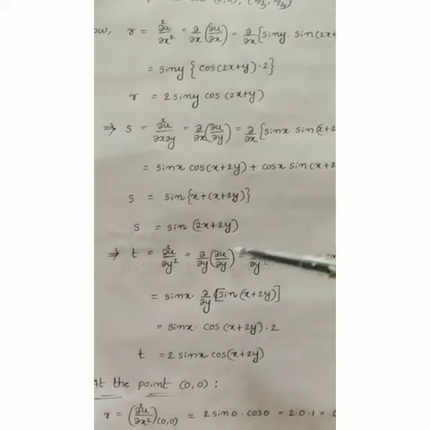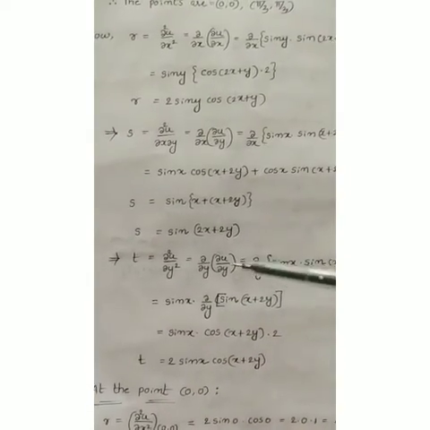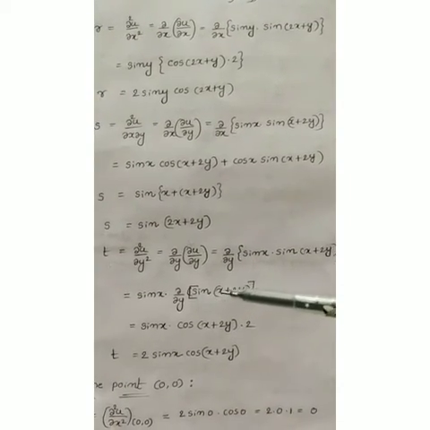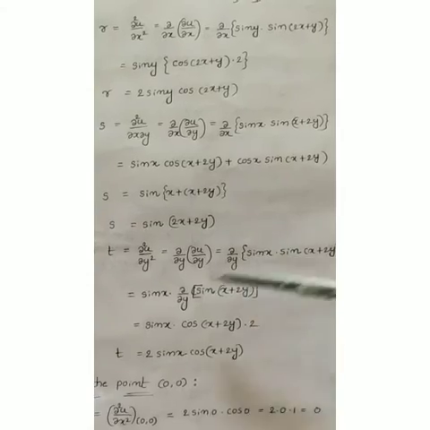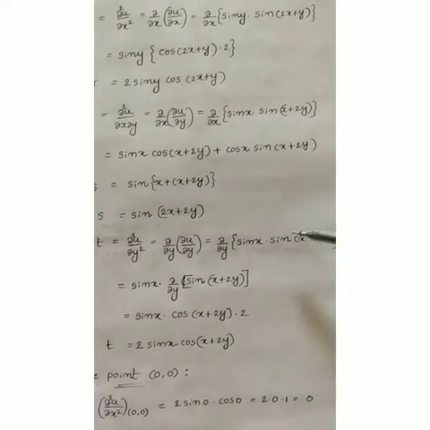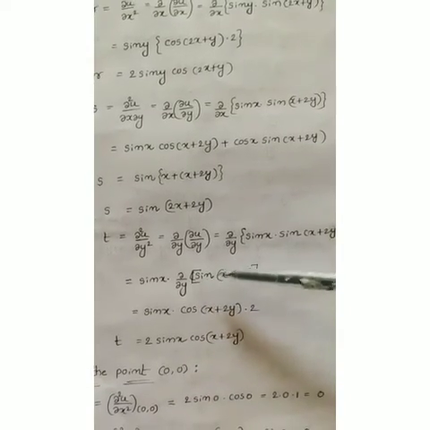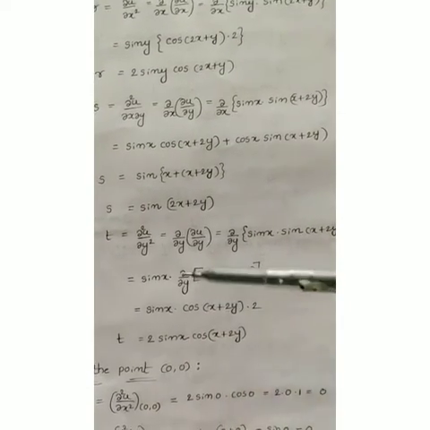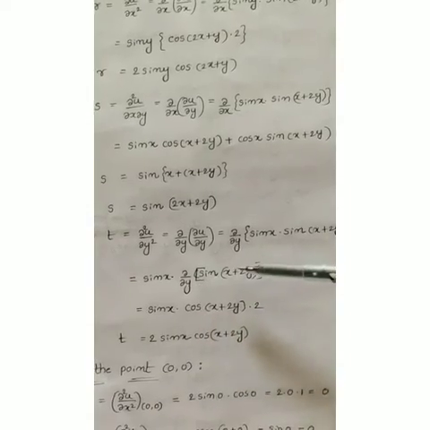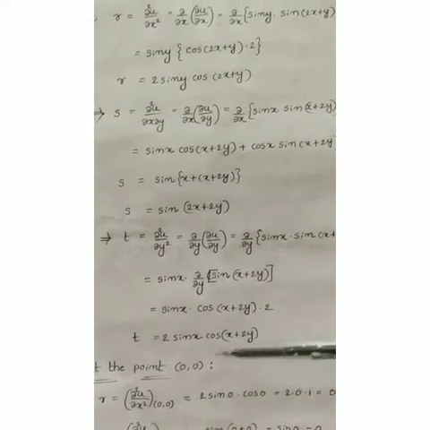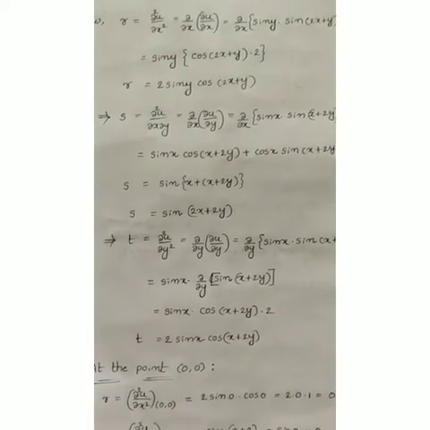Next, t equal to dou square u by dou y square, that is dou by dou y of dou u by dou y, which is sin x into sin of x plus 2y. So here we are differentiating with respect to y, so that sin x is constant. Dou by dou y of sin of x plus 2y: sin x into differentiation of sin of x plus 2y is cos of x plus 2y. Again differentiating 2y, we get 2. So 2 into sin x into cos of x plus 2y. This is t value.